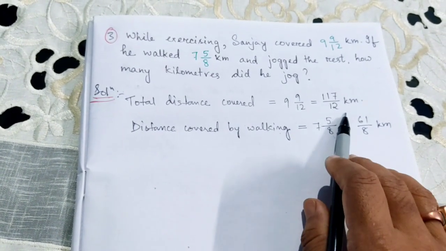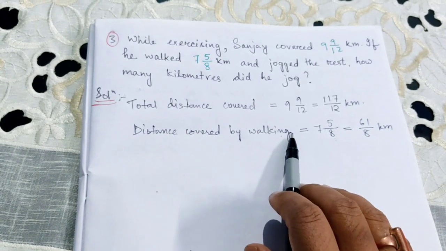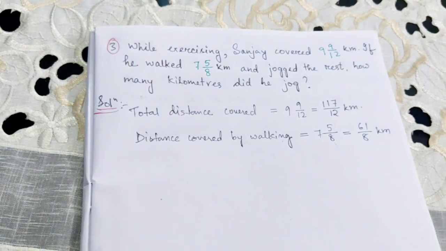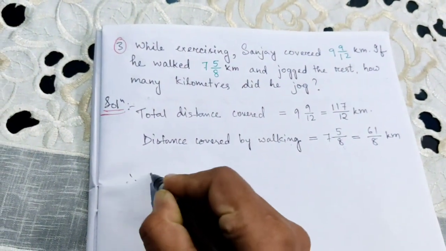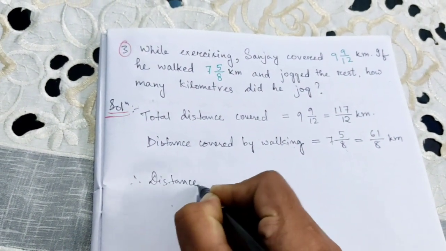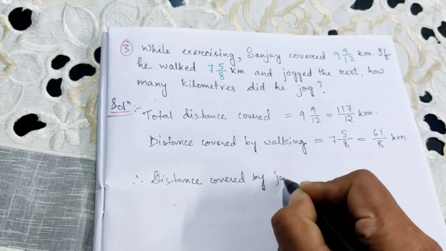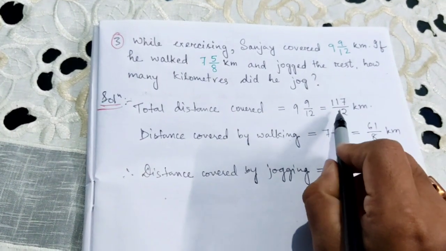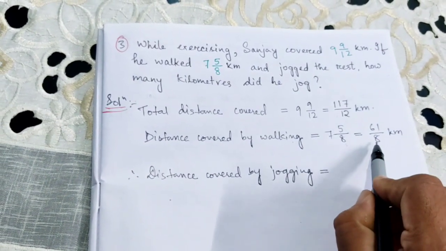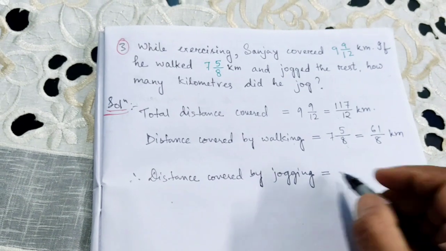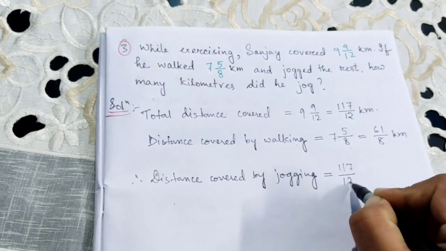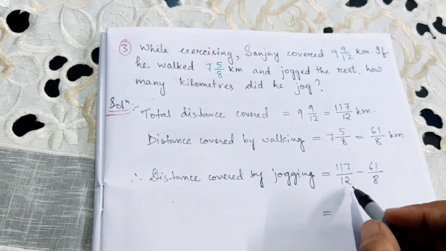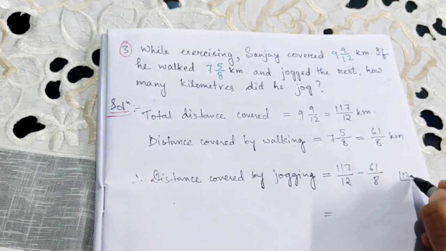Now as the total distance is this one and the distance covered by walking is this one, you will have to find how much he covered by jogging. So you will write, therefore, distance covered by jogging. You will have to subtract from the total distance the distance covered by walking. So 117 by 12 minus 61 by 8. Now you will have to do subtraction. So 12 and 8 are there, you will have to find the LCM.